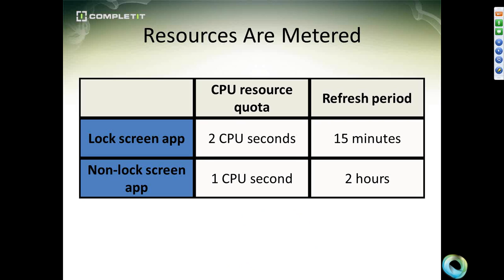The resources are metered. That's an important one as well. If you are a lock screen app, Windows knows that the user finds you important, and therefore you get more CPU seconds to execute code. This is the amount of CPU seconds you get per period, which is 15 minutes if you're a lock screen app, 2 hours if you are a non-lock screen app, and that is the amount of CPU time you get to execute your background code. A CPU second is quite a lot to do. It's a CPU second completely attached to your background code, so this should be enough for most applications.